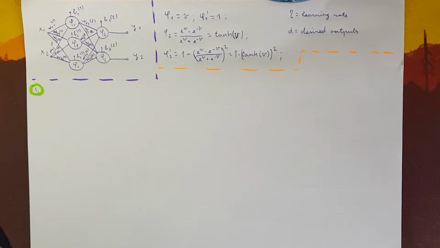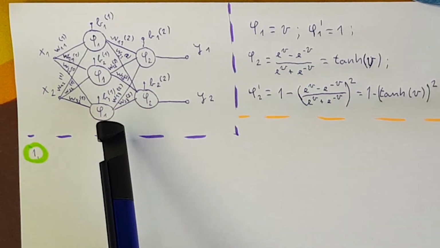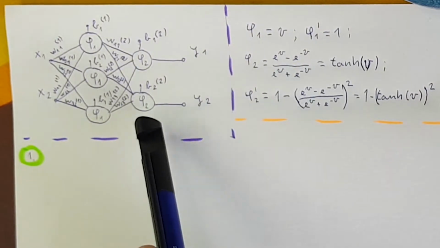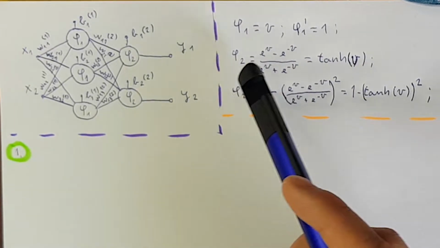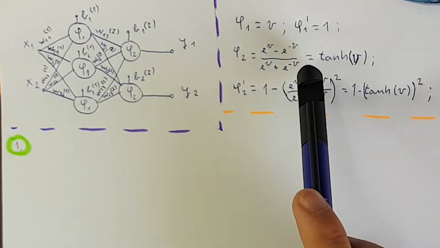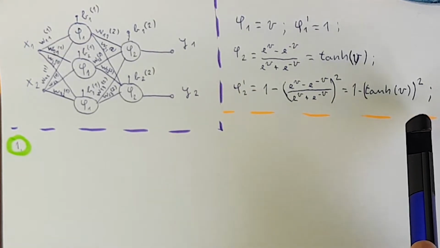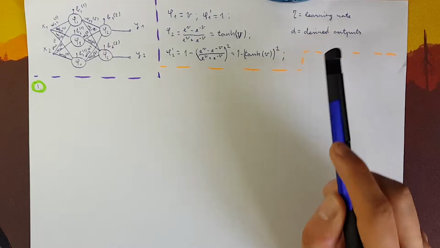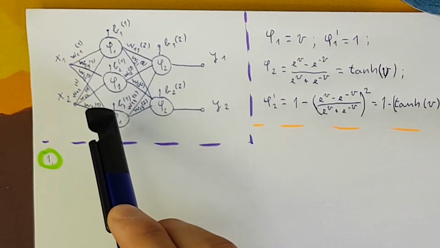So let's start. As you can see in this neural network, we have 2 layers. In the first layer, there is a linear activation function, and in the second layer, we have a tanh activation function. I have already written down the derivatives of it. The first activation function derivative is 1. The second activation function derivative is 1 minus tanh squared. Eta is our learning rate and D is our desired outputs. We have weights for every connection and additional weights for every neuron.